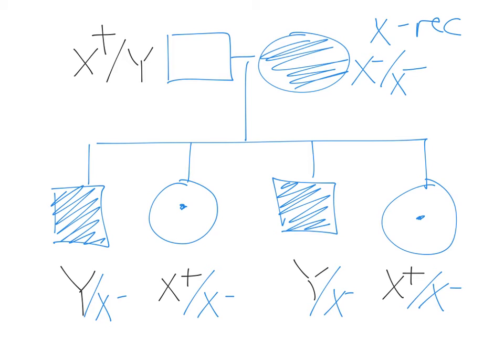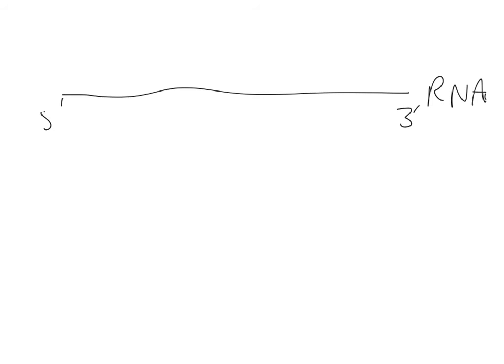Any final questions? Yeah? Did you go over the branch point and the three prime splice site? Okay. So transcription. We've got a question about the branch point, the three prime splice site. So you've got a messenger RNA or an RNA molecule written 5' to 3', as usual. So let's say this primary transcript, hot off the presses, RNA polymerase just produced this RNA molecule.